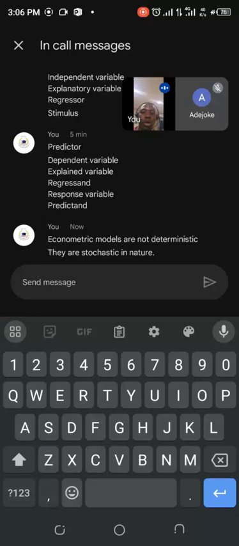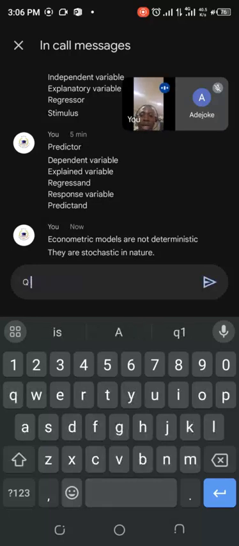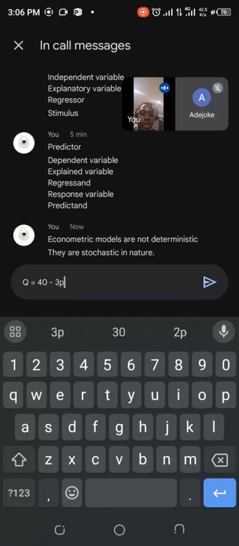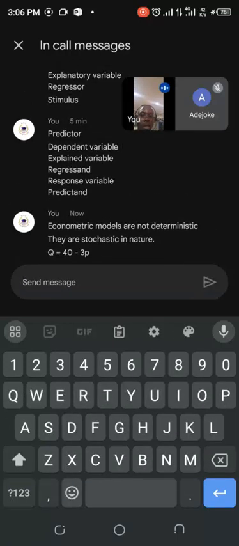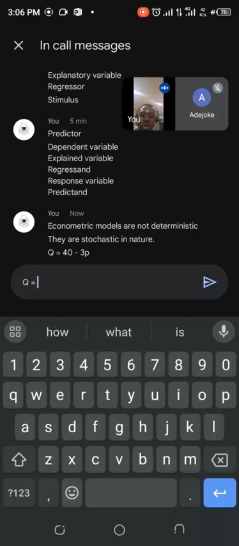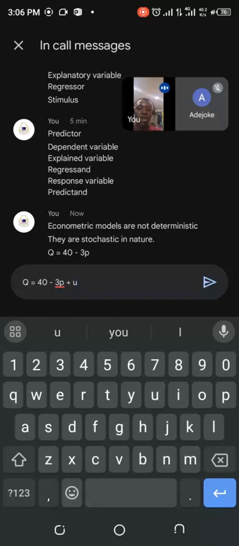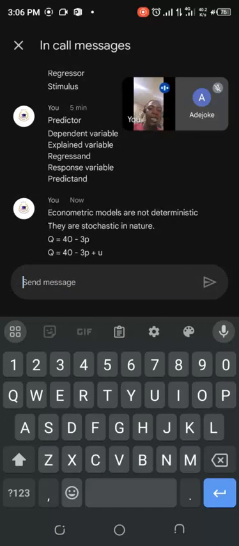So what is the meaning of not deterministic? For econometrics, you can have something like q is equal to 40 minus 3p. Let me give an example. So it will not be like this; it is going to be q is equal to 40 minus 3p plus u, which is the error term. Because what we are trying to do is to acknowledge that things are not exactly the same. So okay, let's illustrate.